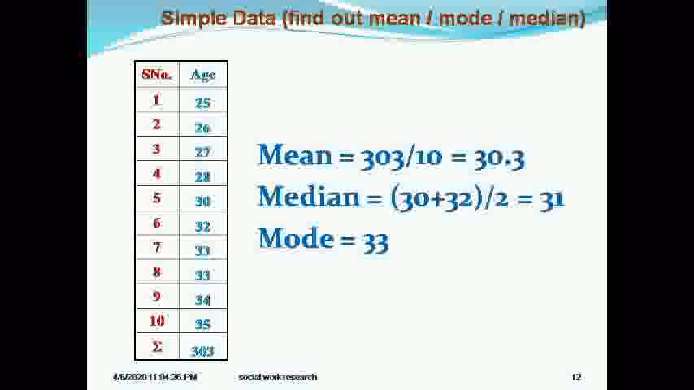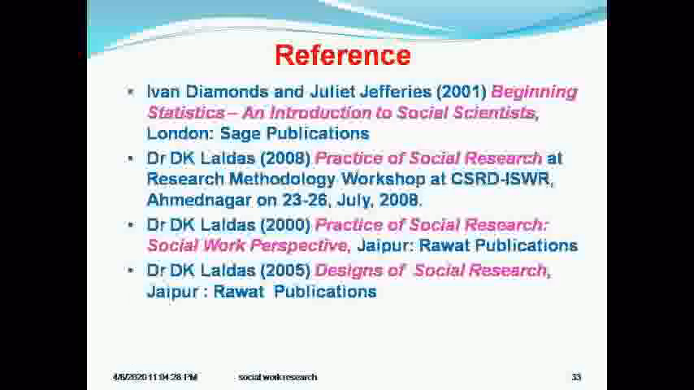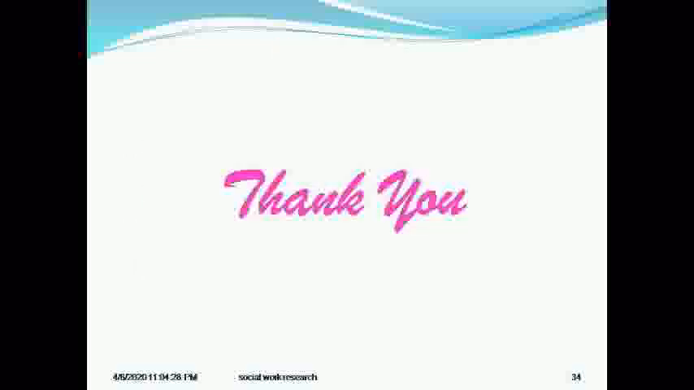So all these estimates have their own advantages and disadvantages, and for higher level calculation, for the estimation of standard deviation, correlation, standard error, etc., we use the arithmetic mean, that is 30.3. Thank you.